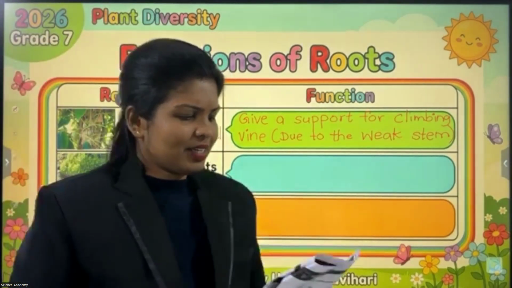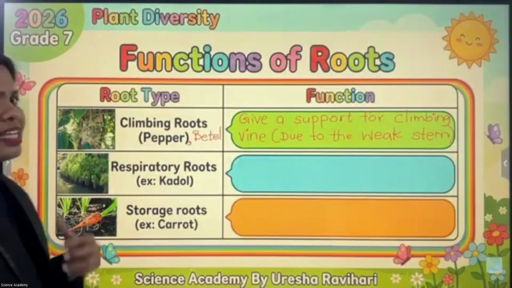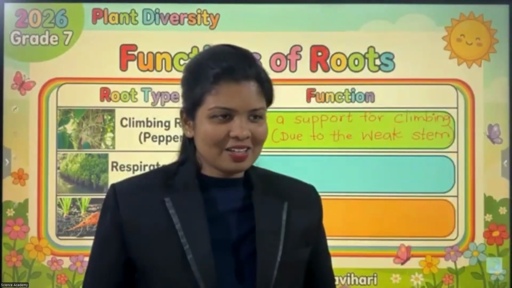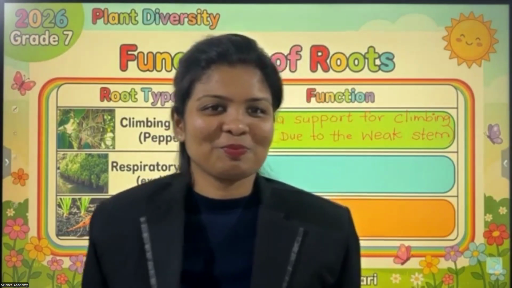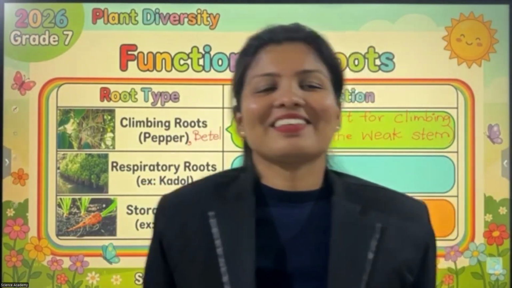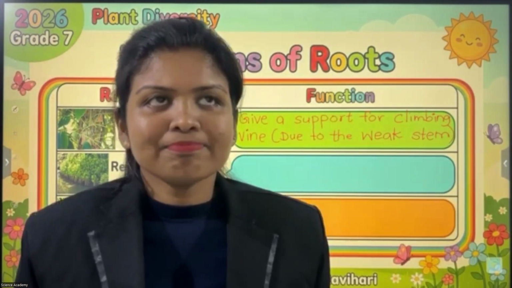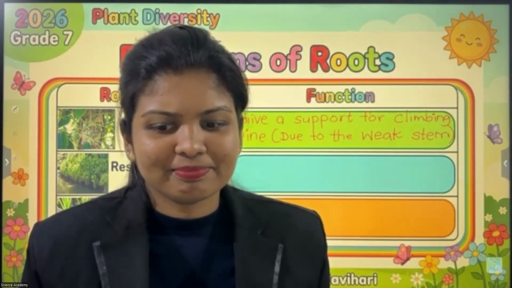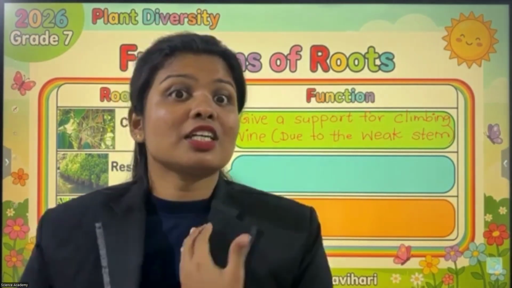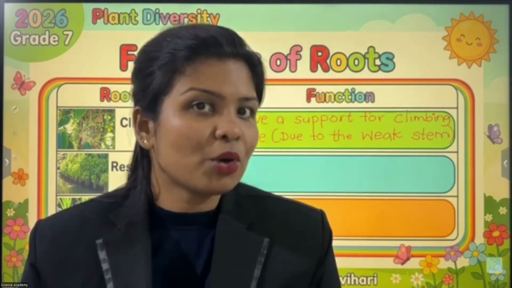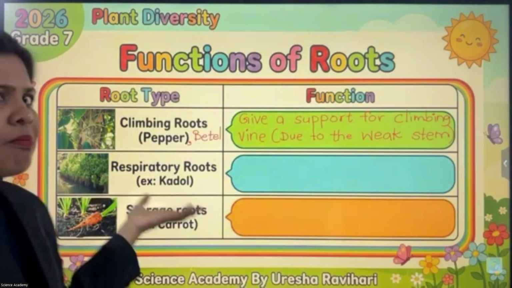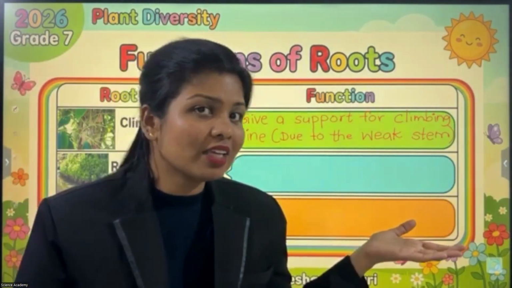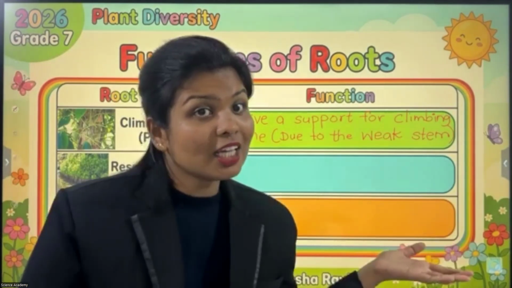Okay? Right. So, children, next one is respiratory roots. Are we doing respiration? Yes, madam. Yes, we do respiration. Right? So, we get oxygen to produce energy, generate energy in our body. Likewise, children, some plants also have respiratory roots.